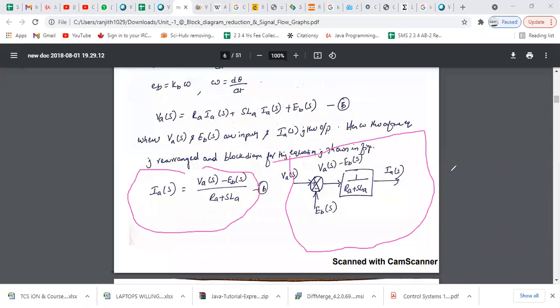Is it clear? How we can represent this transfer function in the block diagram section? Is it clear, all of you?